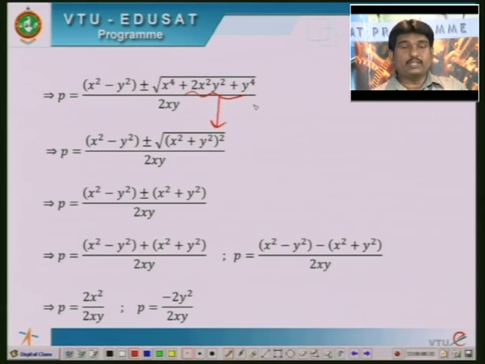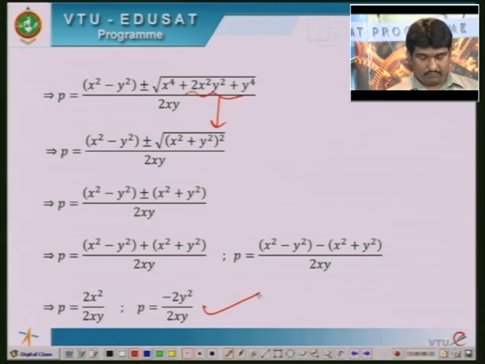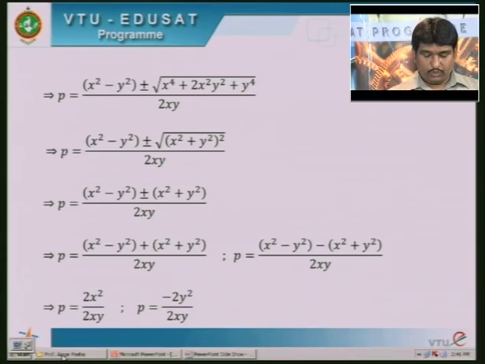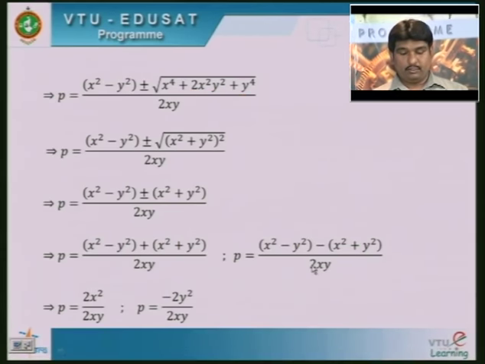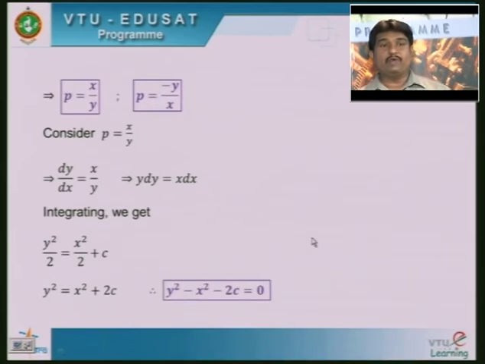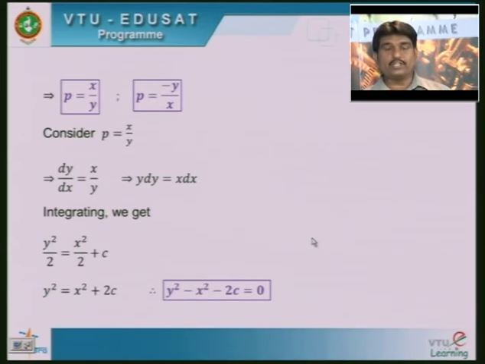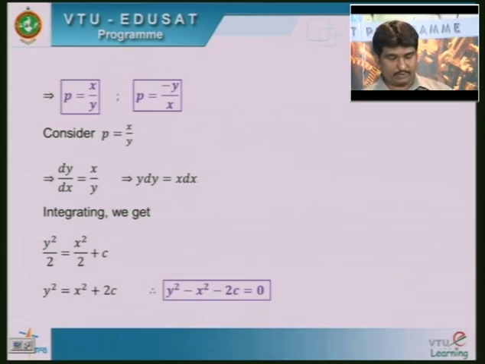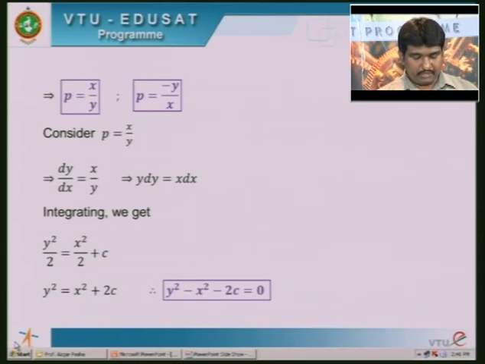This is nothing but (x square plus y square) the whole square under the root, and after that when you simplify it, you will get two roots as p equals 2x square by 2xy and p equals minus 2y square divided by 2xy. You simplify this. p is x by y and one more root is minus y by x. I will tell you a shortcut method of doing this.